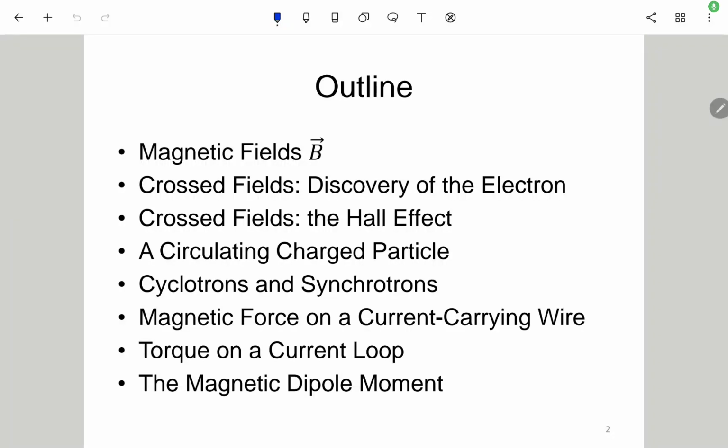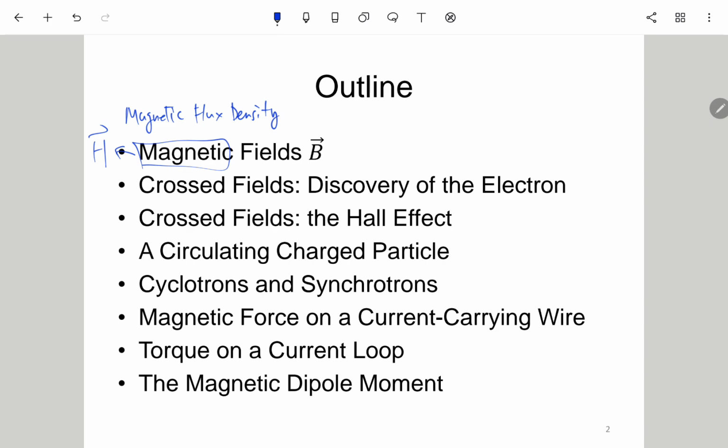This is the outline for chapter 28. So we will first introduce the B field. The B field should actually be the magnetic flux density. Actually, the magnetic field should refer to the H field, but in this textbook, it just calls the B field the magnetic field.